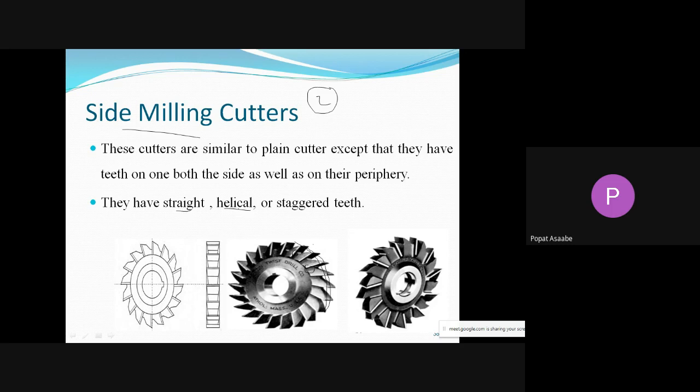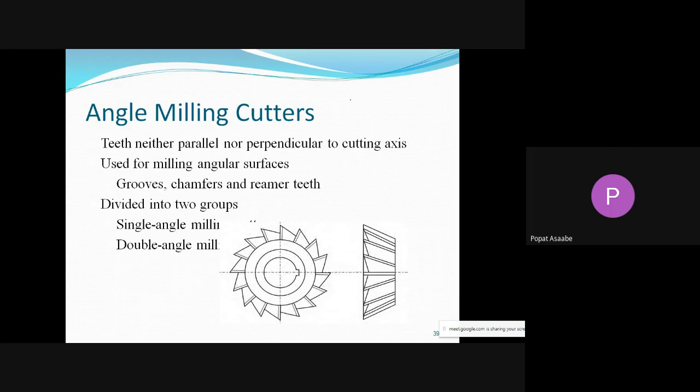Okay, this is about the side milling cutter. Now see, the third type of milling cutter is the angle milling cutter. We know that to perform the angular operation, or angular milling on the workpiece, we use the angle milling cutter.